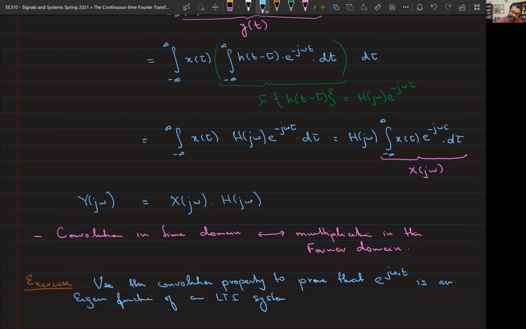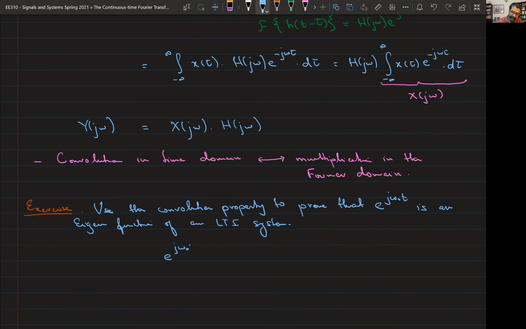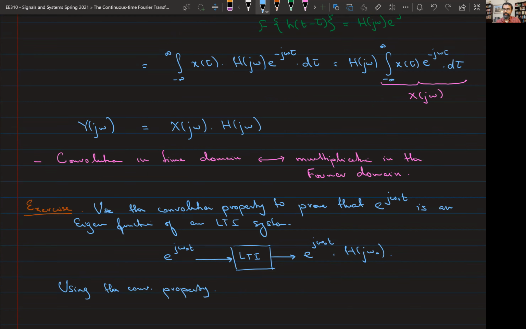Remember from our analysis earlier, we know that e raised to power j omega naught t as an input to an LTI system results in an output which is equal to what? Which is equal to e raised to power j omega naught t times h of j omega naught. The question is, can you use the convolution property to prove this? So who's going to help me here? How do we use the convolution property to prove the statement that I just wrote?